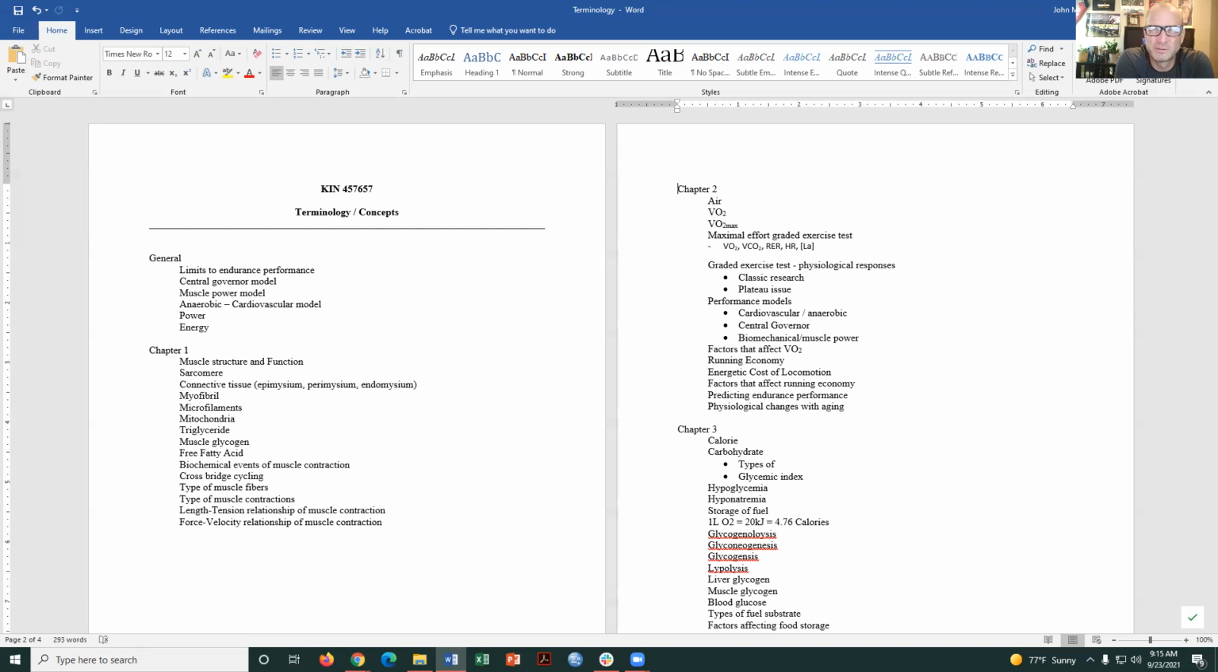But it really introduces this new model, and Noakes is very well known for the central governor model. And this model is more holistic. It's more about the brain sensing different things and ultimately shutting down muscle generation of force, and therefore limiting performance. And he'll go through several different ideas in terms of what is being monitored and what may be causing a limit to performance.